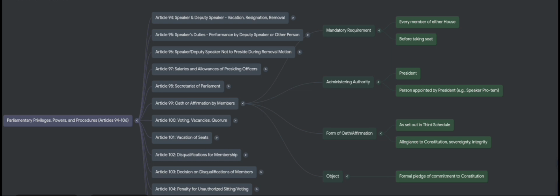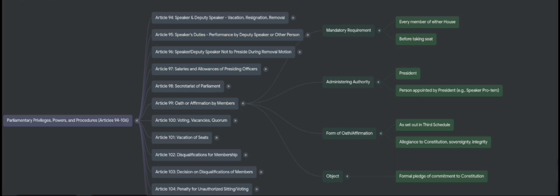So this isn't just a formality. It's the very first promise your representative makes upon entering Parliament. It's their constitutional contract with the nation and with you to uphold the nation's foundational values and serve your interests within that framework. It sets the stage for their entire tenure.